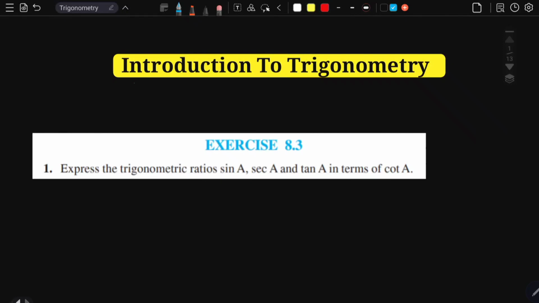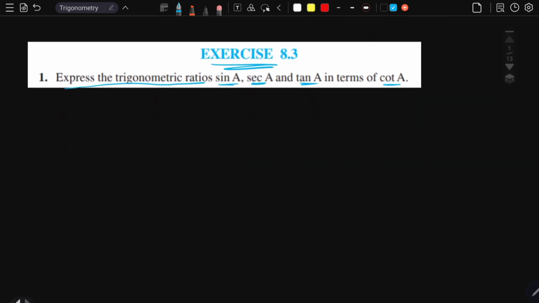Today we are discussing Introduction to Trigonometry. So class 10, exercise 8.3. As per the question, express the trigonometric ratios sin A, secant A, tan A in terms of cot A. So let us consider the first one, sin A.